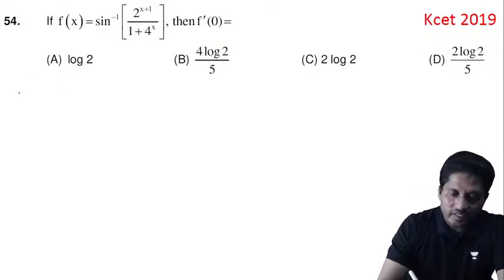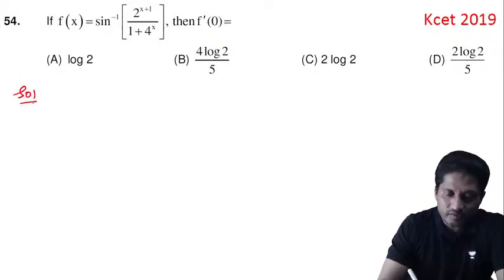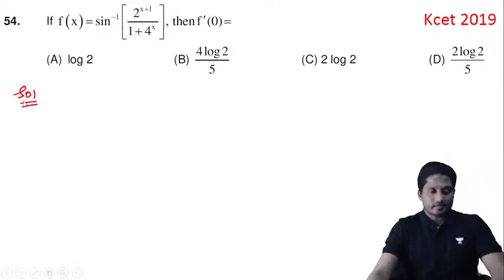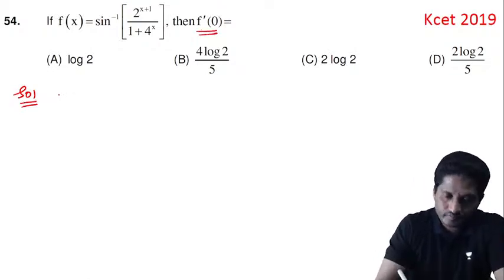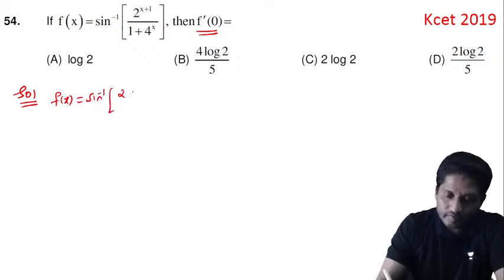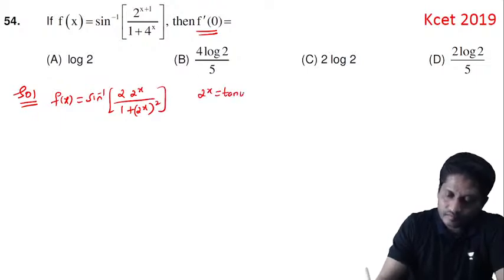See, this is actually a miscellaneous exercise example of NCERT, which was asked in the 2019 paper. But the only extra is he's asking what is f dash of 0. I can write this as sine inverse of 2 into 2 power x divided by 1 plus 2 power x the whole square. I'll put 2 power x equal to tan theta, that is tan inverse of 2 power x is equal to theta.